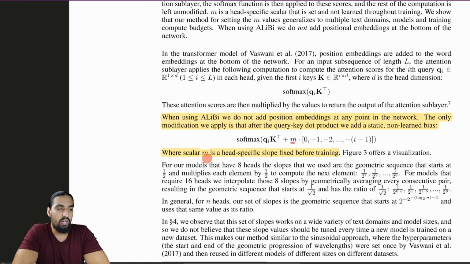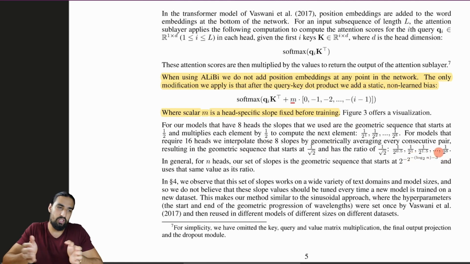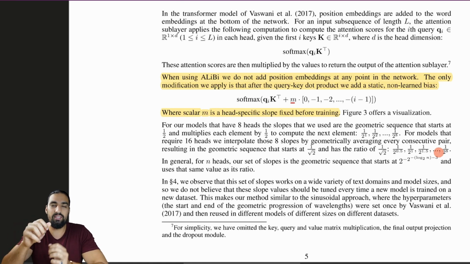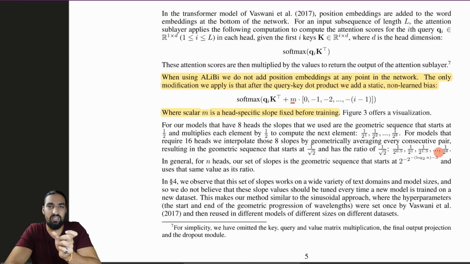So they said here again, M is head specific and fixed before training. They experimented with some different things, and they figured out that the geometric progression works the best. That's similar to what sinusoidal embeddings did, except that they were using geometric progressions inside the sinusoid function, i.e. for the frequency of the sinusoids.